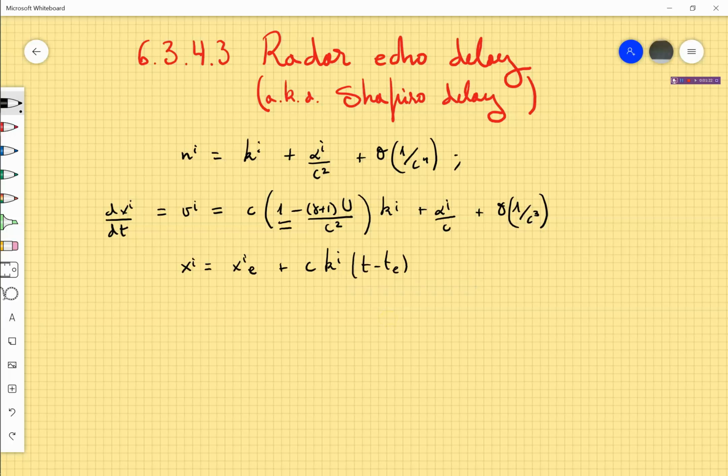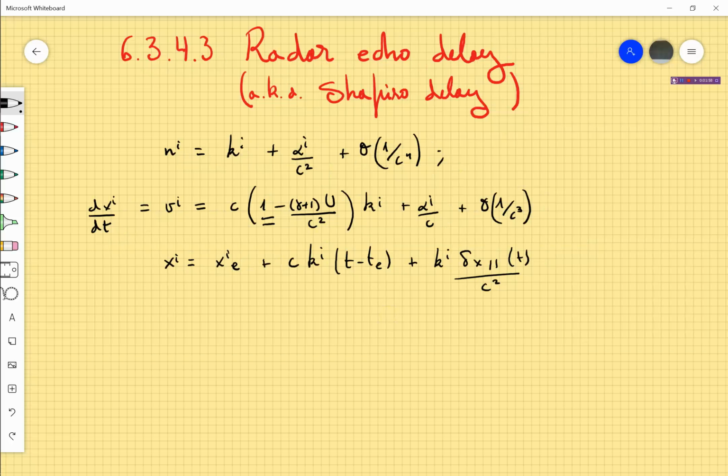This comes from the integration of this term, but there will be a term that we don't know yet until we compute it, that will be proportional to ki because it is constant, and we will call it delta xi parallel. So this is the term parallel to ki. Let me remove this index i because it will lead to confusion. This depends on t, and we are going to define it with a c squared here.